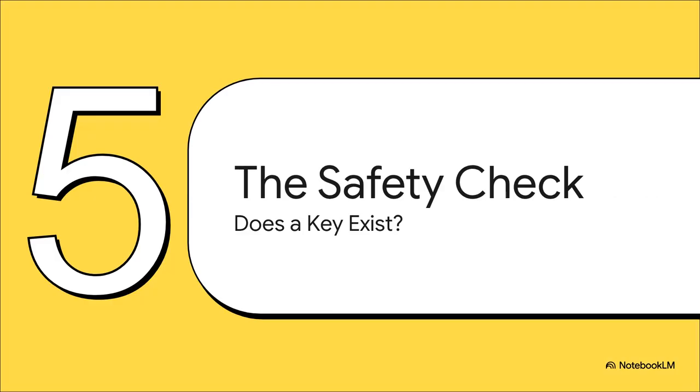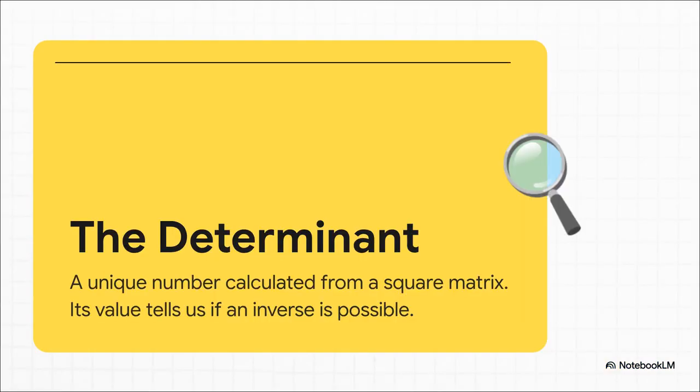But hold on, before our machine starts grinding away and doing all that work, it has to run a quick but crucial diagnostic check. It has to ask one very important question. Can a key for this puzzle even be made? This check is called the determinant. It's just a single, unique number that you can calculate from the matrix. And that one number tells you everything you need to know.